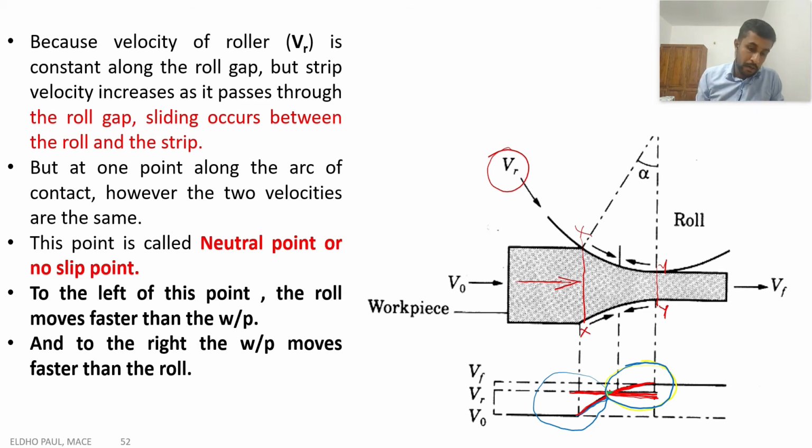So the neutral point is the point where the relative velocity is equal to 0, where the velocity of the roll and the velocity of the workpiece or metal flow are equal. That point is called the neutral point or no slip point. To the left of this point, the roll moves faster than the workpiece, and to the right of it, the workpiece moves faster than the roll. So there is a relative velocity between the workpiece and the roll in the roll gap other than at this neutral point.